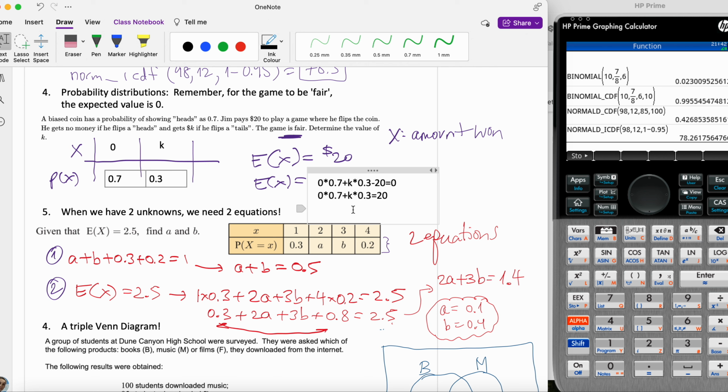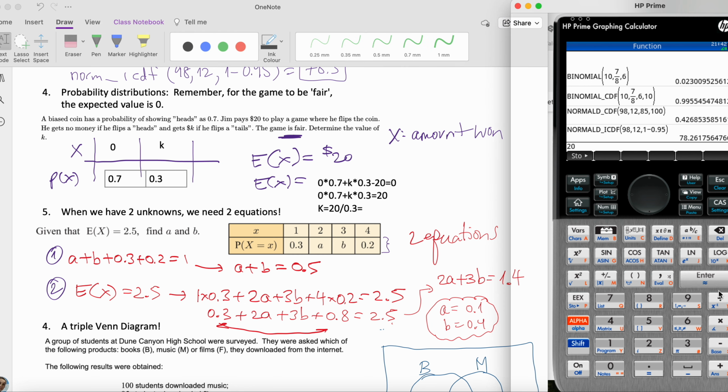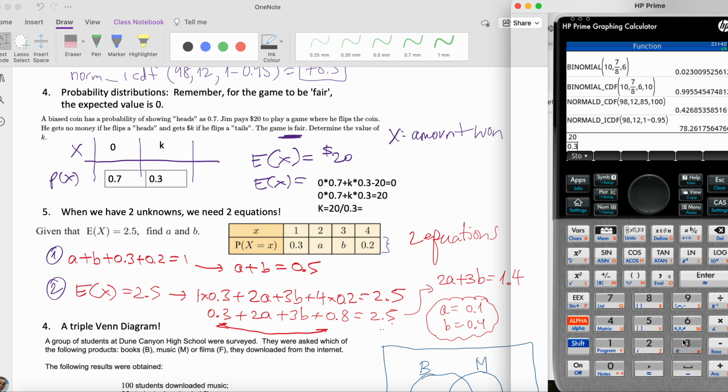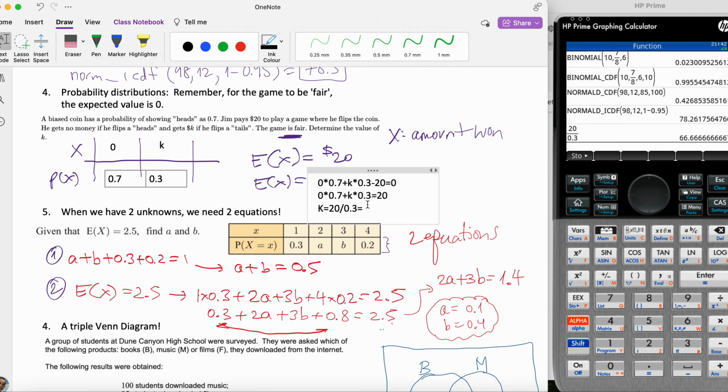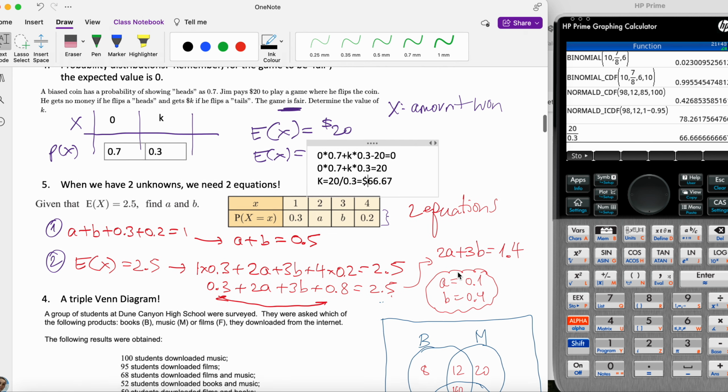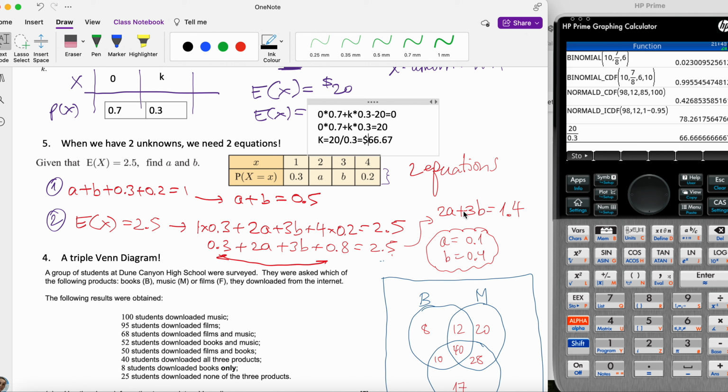So just divide 20 by 0.3, so k is going to be 20 divided by 0.3, and you have 66.67. Okay, so that's how much they're going to have to offer him to win in order for that game to be fair. Tricky. Okay, we're going to do 2 more. Like I said, it's a big topic.